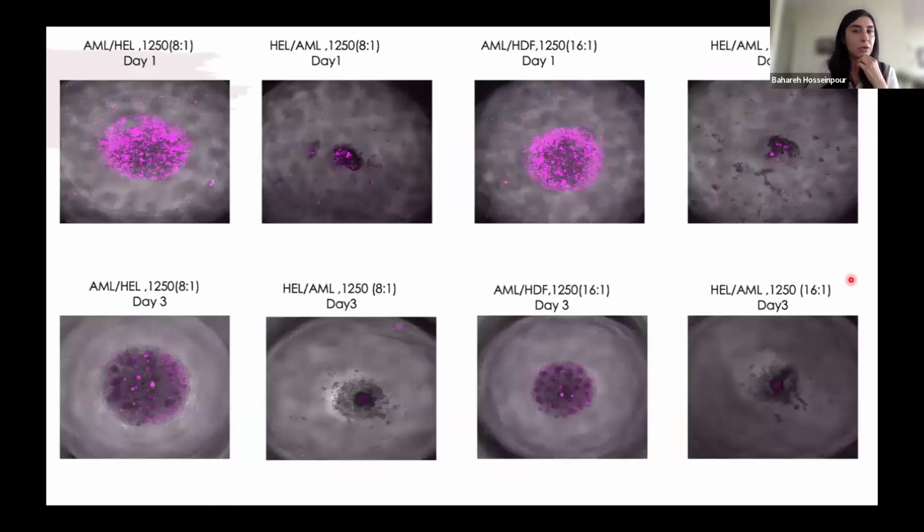And also we played with various numbers of the cells and various ratios like 8:1, 16:1, 4:1, 2:1. We tried different ratios, and here, at the ratio of 16:1 for this number of the cells, we got a nice spheroid for HEL versus AML, and also for 8:1 for this number of the cells, for HEL versus AML itself.